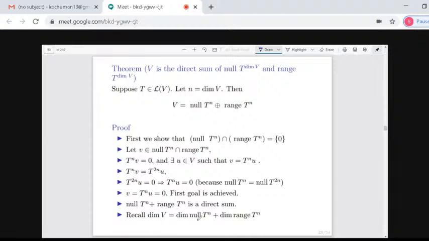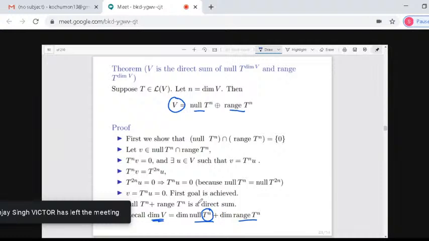One more thing I had to say: we have said this is a direct sum, but how do you say that it is the full V? We can say it because by the triangularity theorem applied to the operator T to the power n, the dimension of the null space of T to the power n plus the dimension of the range of T to the power n is the dimension of V. So this sum is a direct sum and the dimension matches the full space dimension. Therefore, V is equal to the null space of T to the power n direct sum the range of T to the power n.